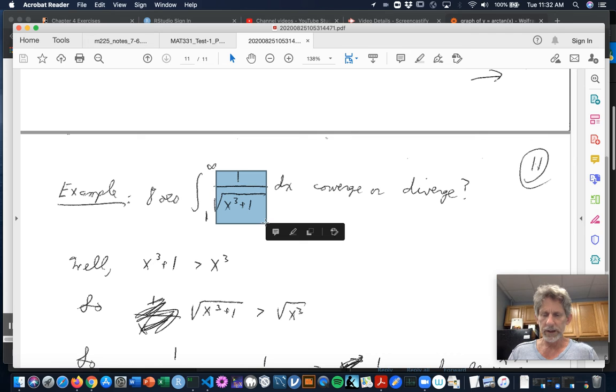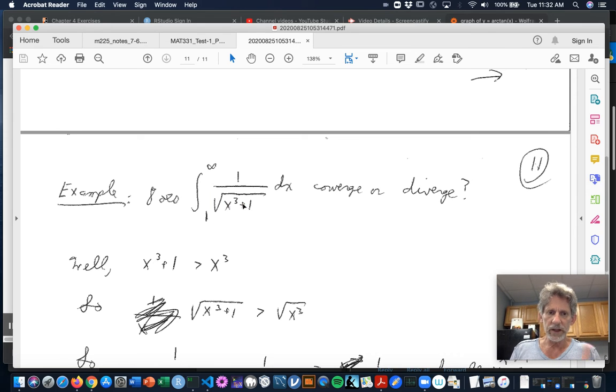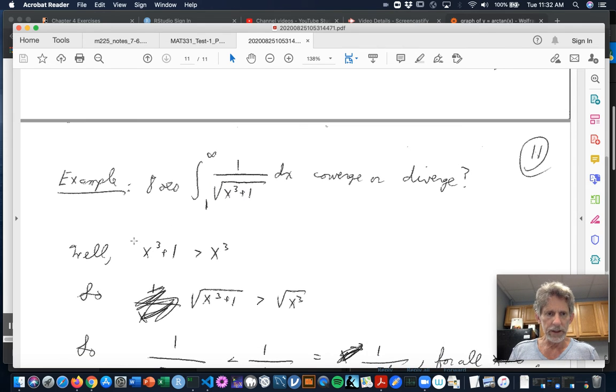try as you like, it's going to be really, really hard to get an antiderivative for 1 over the square root of x cubed plus 1. And so applying the fundamental theorem of calculus and integrating from 1 to r, and then taking the limit as r goes to infinity, that's going to be a lot of work. So instead, think like this. You know, sure wish I could just see an x cubed instead of an x cubed plus 1 there. That would be a lot simpler.